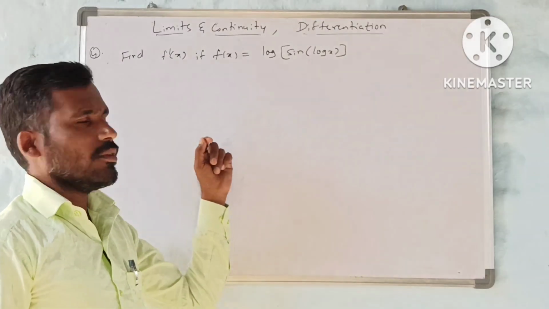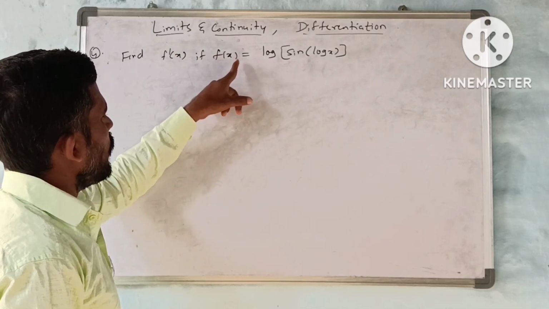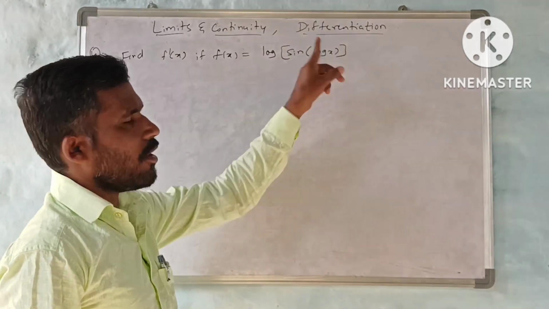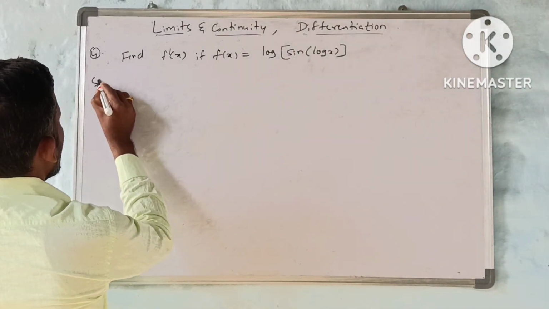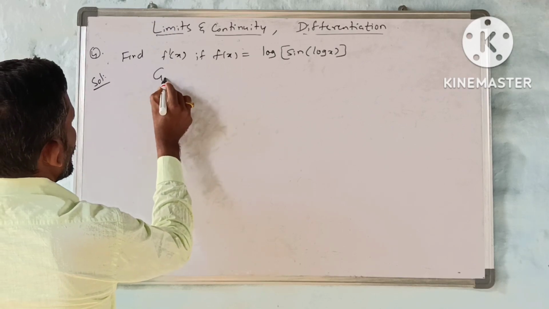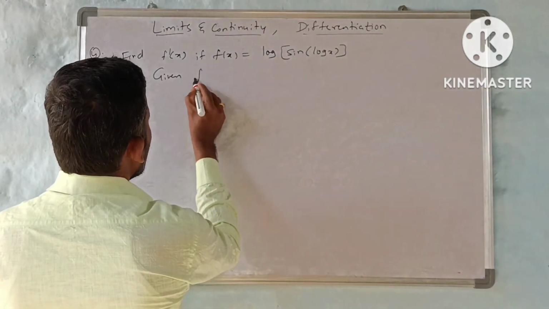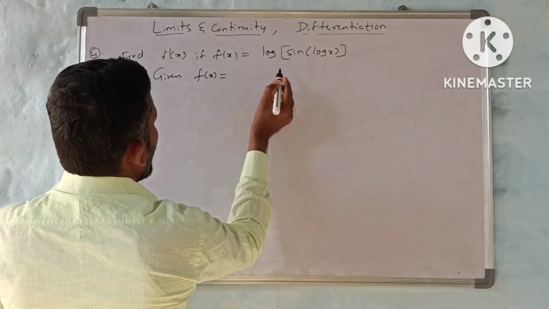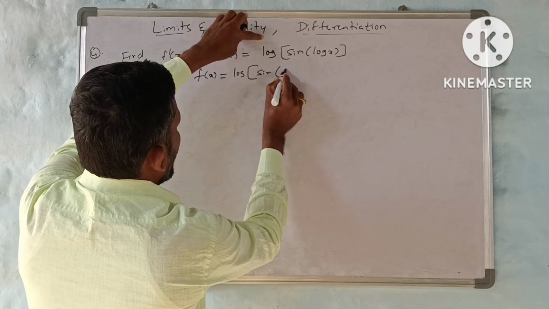Next problem in the differentiation: find f dash x if f of x equal to log of sin of log x. So for this I am taking what is the given one here. So given f of x, f of x is what is given: log of sin of log x.